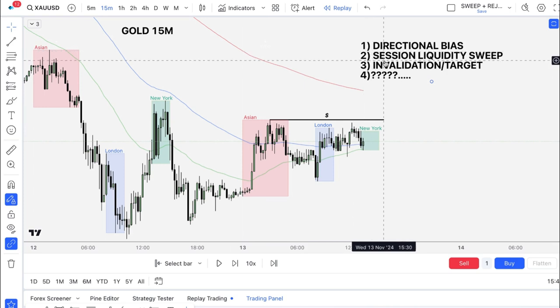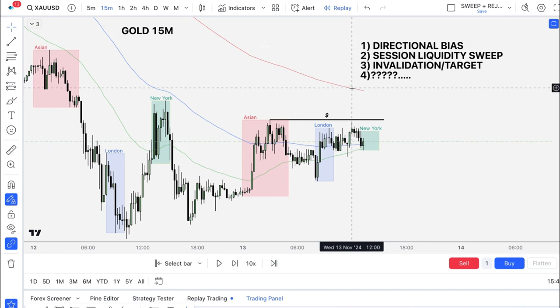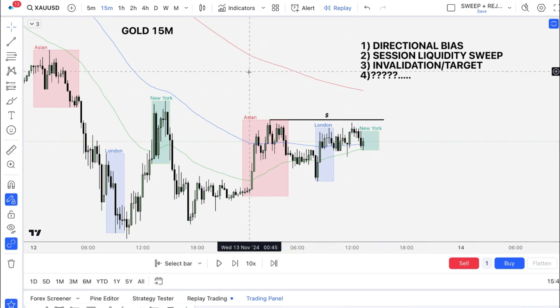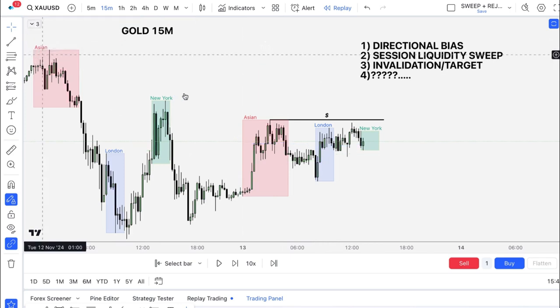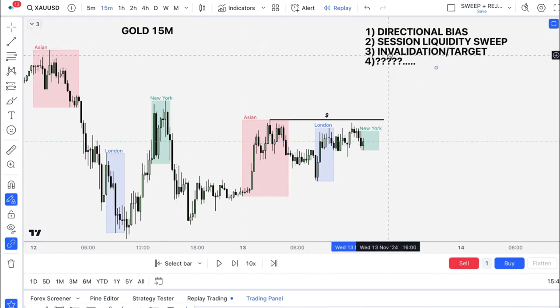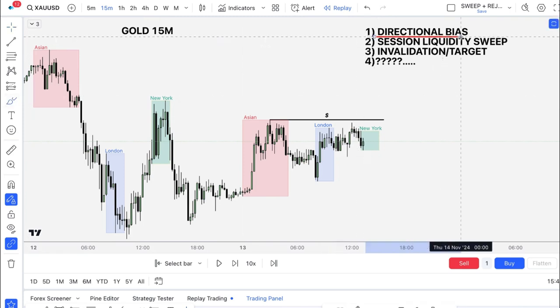So step number one is our directional bias. What you can see right here is the 50 on the bottom, the 100 EMA is in the middle, the 200 EMA is on the top. Therefore, we are sell bias on this market. We're only looking for sells. There's no need to look for any sort of longs on this market. Okay, now we can get rid of the EMAs just for simplicity. So directional bias, step number one, we're sell bias.